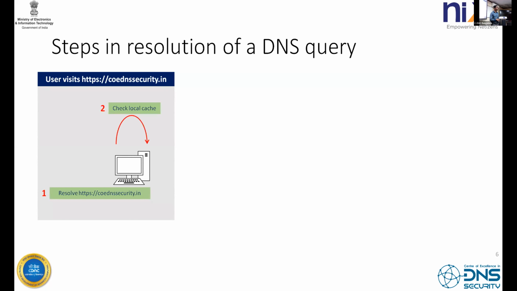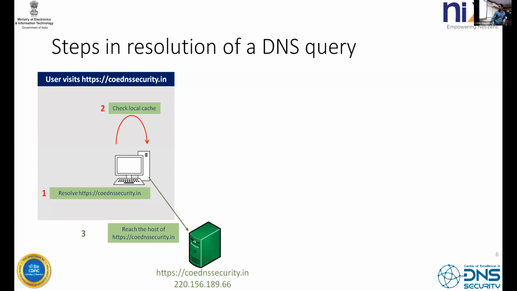So every machine has its local cache. Every operating system maintains its own local cache. So if I'm a regular visitor of CODNSSecurity.in, my machine itself will have the mapping of the domain name to its IP address, right? So my machine will directly hit the CODNSSecurity.in machine, which is present on the internet, and access the page. Okay, so my call ends there. I'm now able to access CODNSSecurity.in straight away. But it happens only when the machine is a frequent visitor of that website and the mapping of that domain name to IP is present in the local cache of the machine itself. Okay, this is the first case.